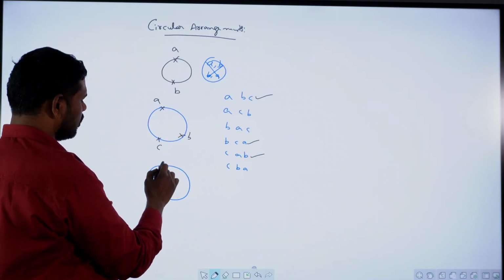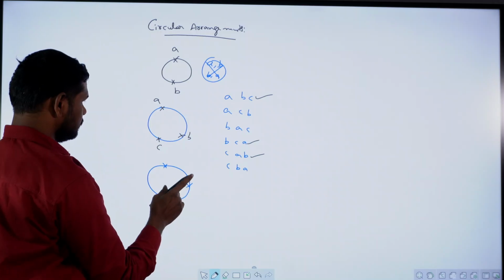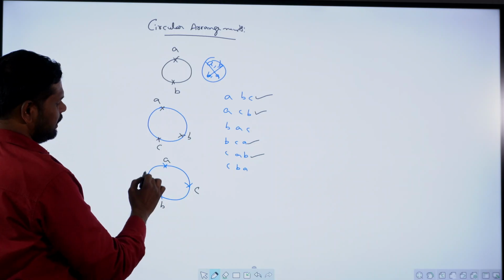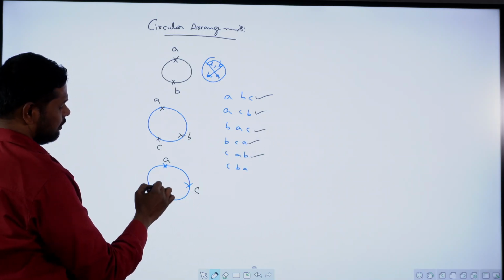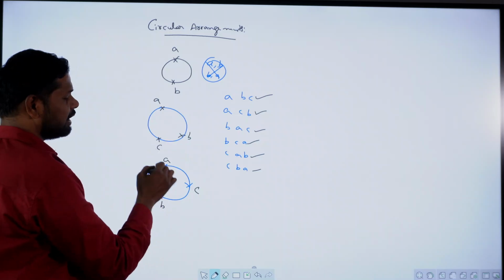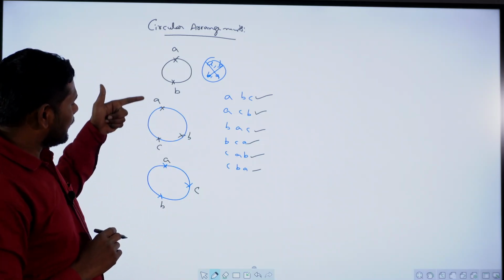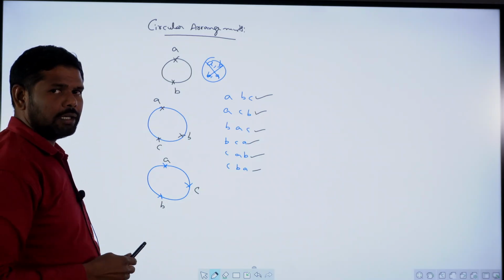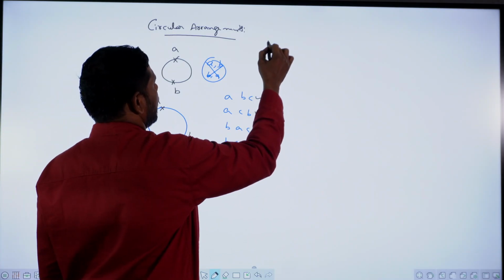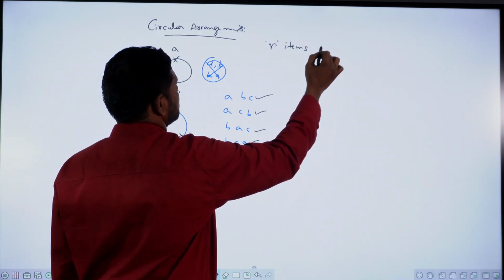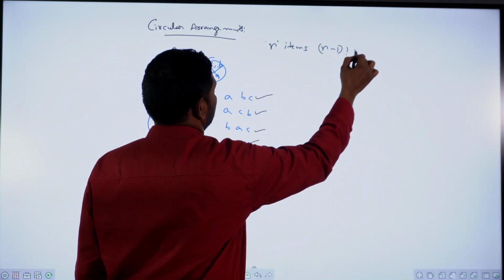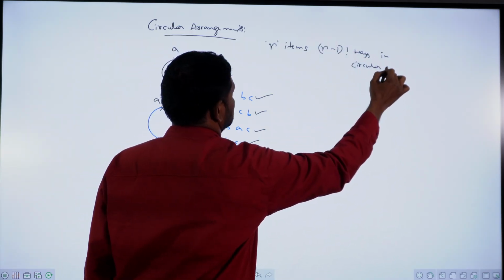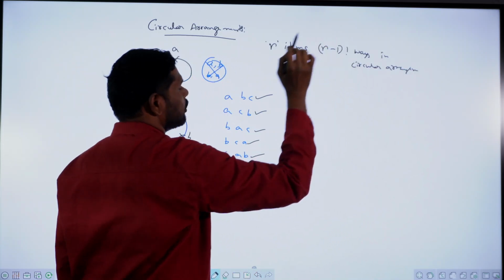And if I write one more possibility, with C in the middle of A and B, ACB is completed, then BAC, then CBA, which is also completed. Only 2 different possibilities are there when we arrange 3 items in a circle. So that's why n items can be arranged in a circle in n minus 1 factorial ways.